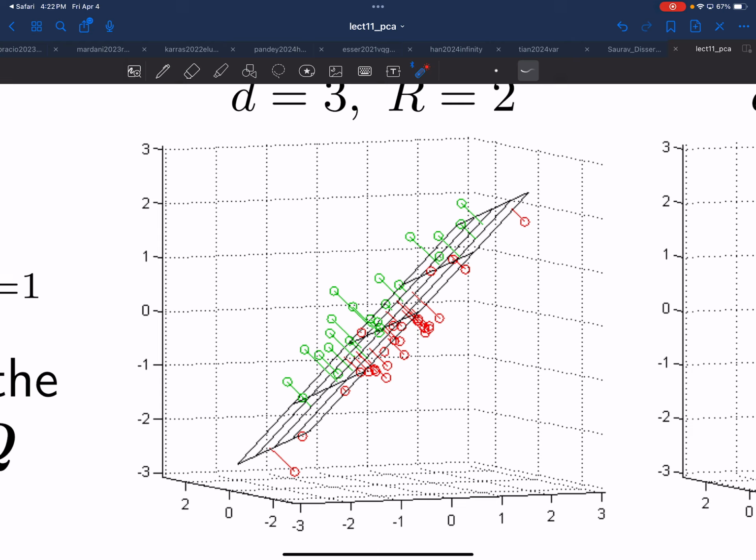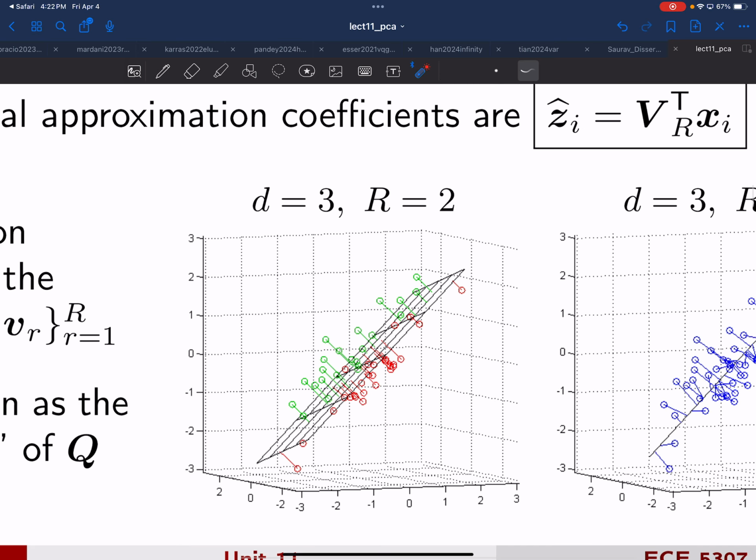And because this is a subspace, it must pass through the origin. I don't know if that's necessarily clear in this picture, but that's basically how it's set up. Okay, so basically we're looking for a 2-dimensional approximation of the 3-dimensional data. We're looking for the best one in the sense of minimizing RSS.